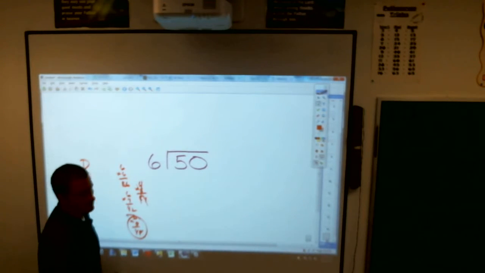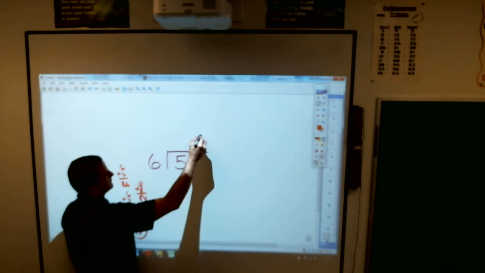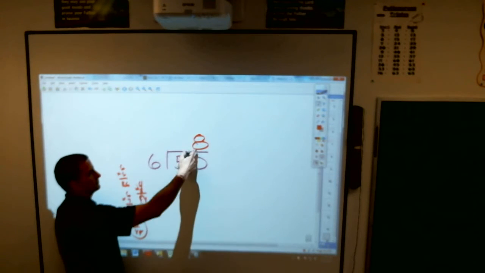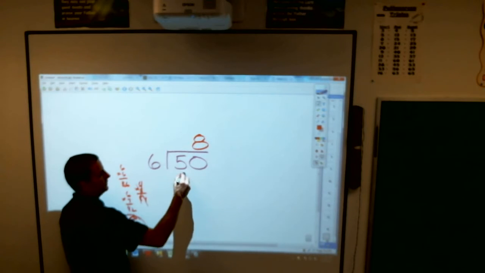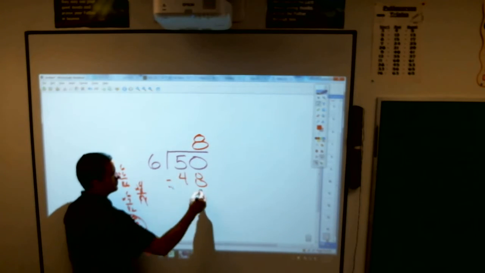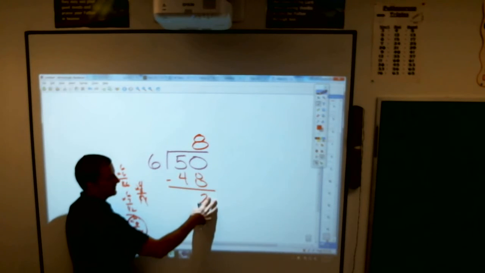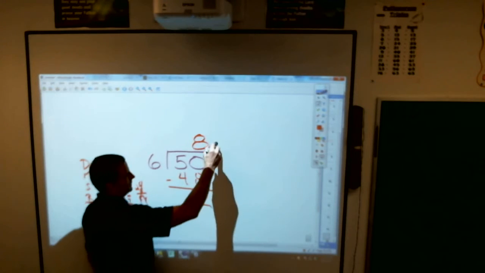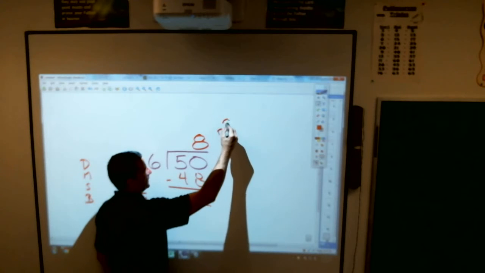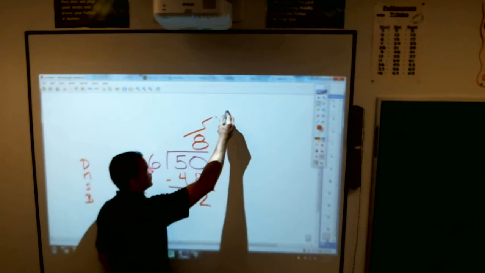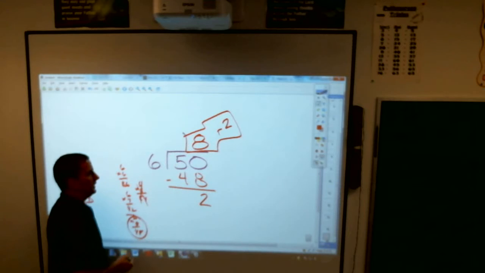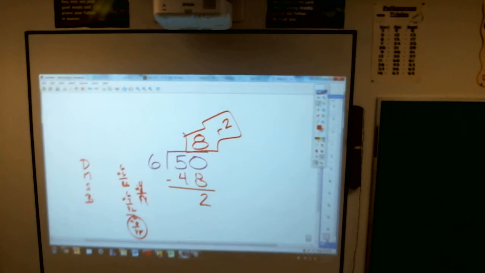6 times what, Lydia? Yeah, so you put your 8 above the 0. That's your division. You multiply. You subtract. If we had another number there, we could bring it down, but we don't. So we stop right there and we write our answer as a remainder of 2. 8 remainder 2.